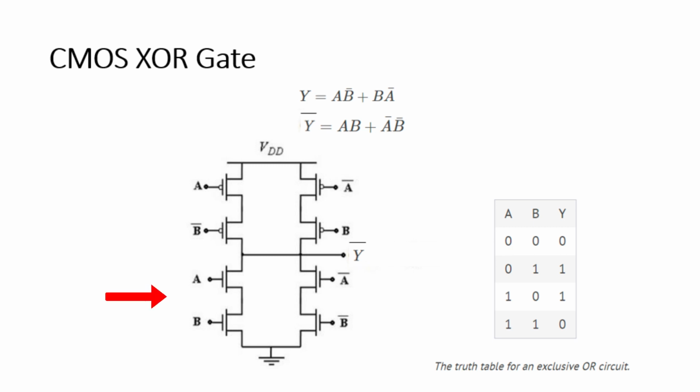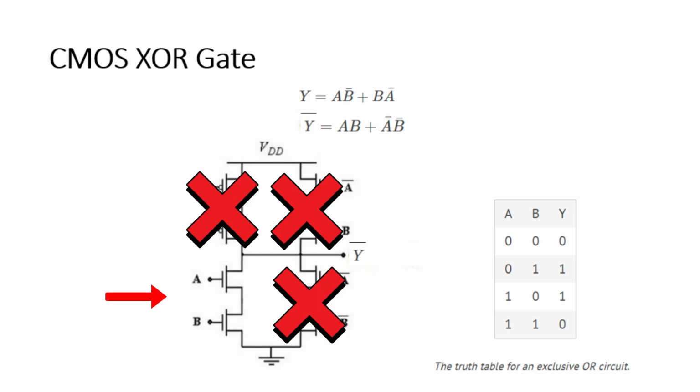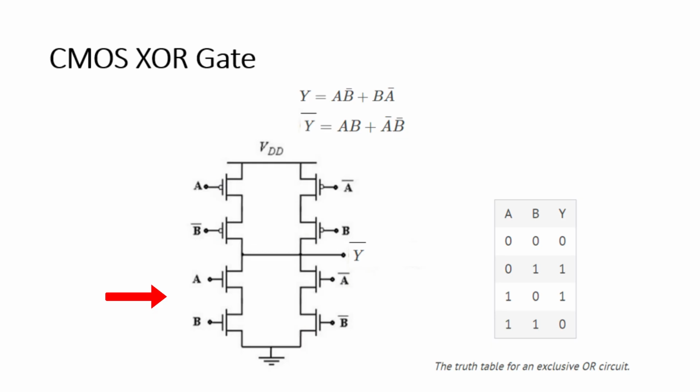So this one is turned on and all the other input combinations are 0. So the output will be 0 in this case. So our implemented exclusive OR gate is performing as predicted.